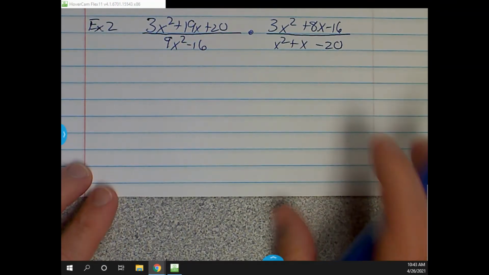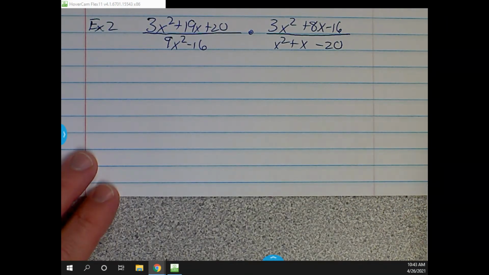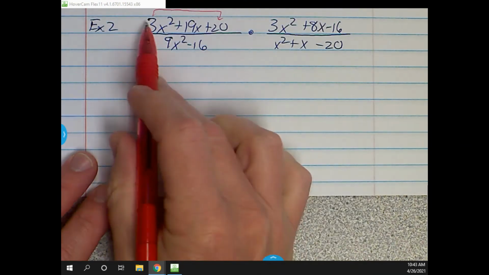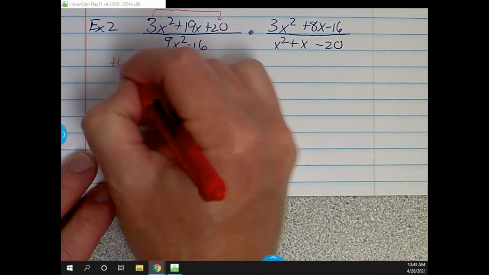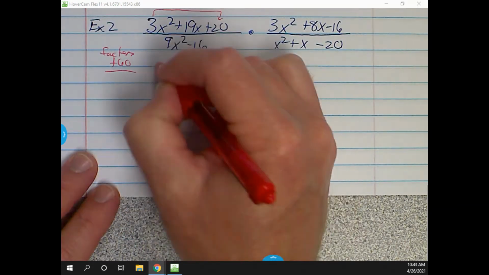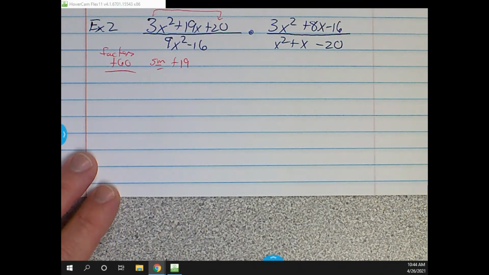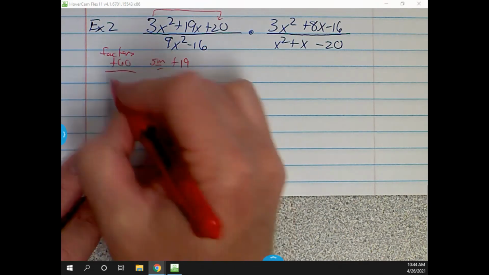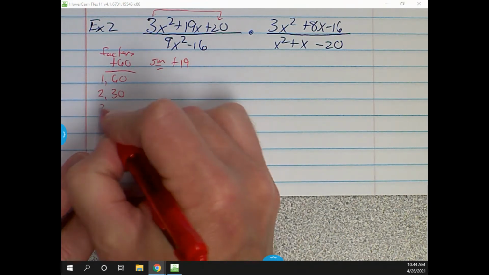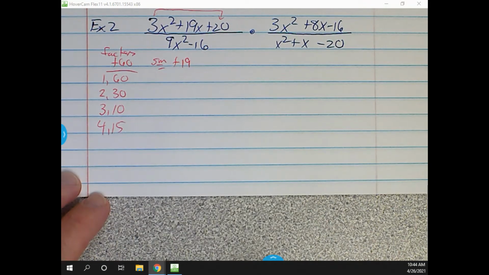All right, starting with the numerator on the left up here, we've got 3x squared plus 19x plus 20. For that one, we've got to do the AC method. So we're going to start off with 3 times 20. The good news is all the numbers are positive, so it's a positive 60 that we're looking for the factors of, and the sum is going to equal positive 19. If you go through your numbers, it's not 1 and 60. It's not 2 and 30. It's not 3 and 10. 4 and 15 would be the one we're looking for.